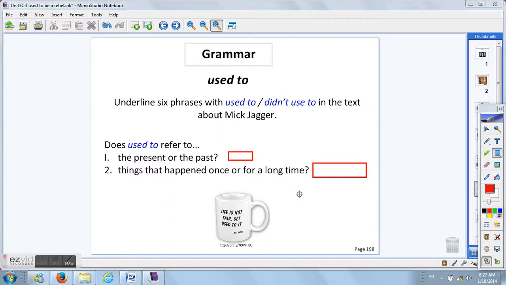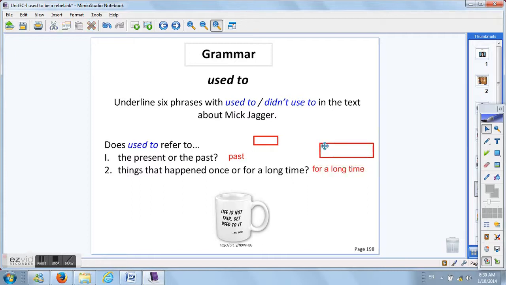Look at the 2 questions. 1. Does used to refer to the present or the past? 2. Does used to refer to things that happened once or for a long time? Please pause the video and answer these 2 questions. Let's check our answers. Used to refers to the past, and it refers to things that happened for a long time.